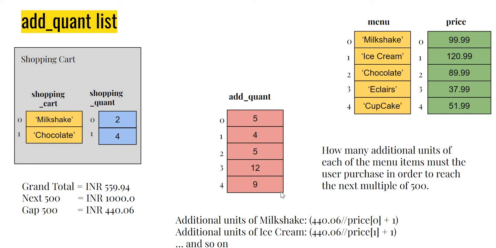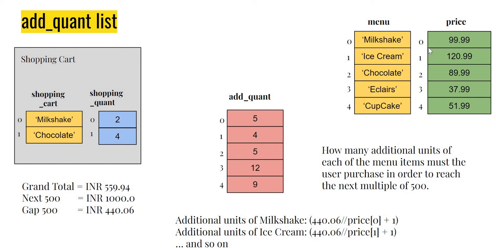Now, how did we compute this? It's actually very simple. If you think a little bit about it, remember, menu and price are in perfect sync, which means that the price of milkshake is basically the zeroth item of the list price, and so on. So to figure out how many units of milkshakes I can purchase, I can just look at 440, or in more general terms, the gap 500, and divide that by price 0, because that's the price of a milkshake. Remember, this division is the floor division. So I find out the floor division and then I add 1.